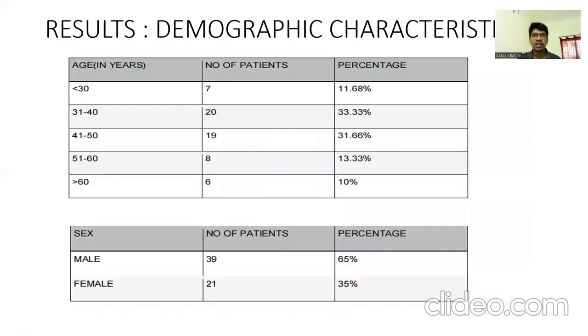Results. Demographic characteristics: age less than 30 years, 31 to 40, 41 to 50, 51 to 60, more than 60 years is taken into account. Total number of patients is 7, 20, 19, 8 and 6 respectively. Total 60 patients, male patients are 39 and female are 21.